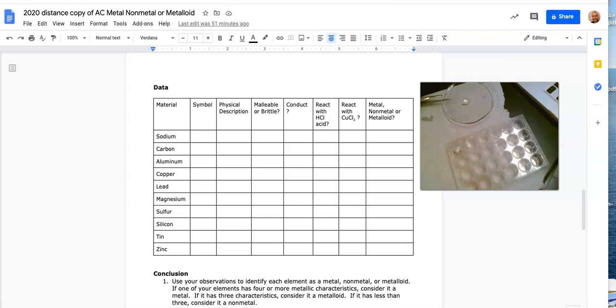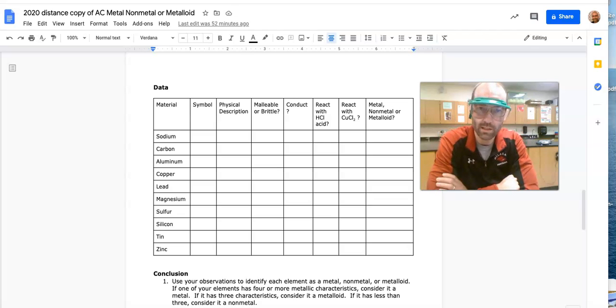Sweet, we'll just let that be. Hey, I've never had this happen before. It melted through my plastic thing. Cool. All right, and we'll be filling out that last column, metal, non-metal, or metalloid, at the end of the lab, or after we get through all the different elements.